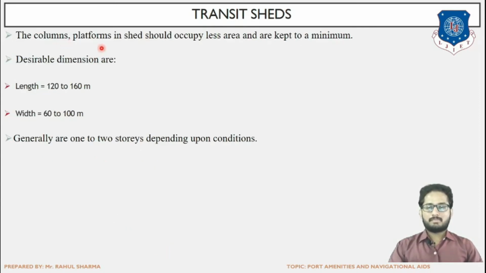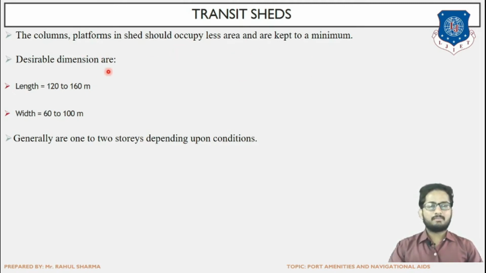The columns, platforms in shed should occupy less area and are kept to a minimum. So basically the reason here is that once the column is constructed or the platform is constructed, that much amount of area will not be useful for stacking up the cargo or commodity. So that much area will not be useful while we are placing the cargo or commodity in the transit shed. So that should occupy minimum area.